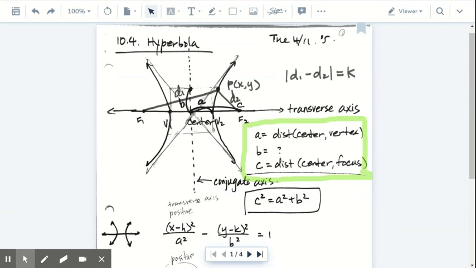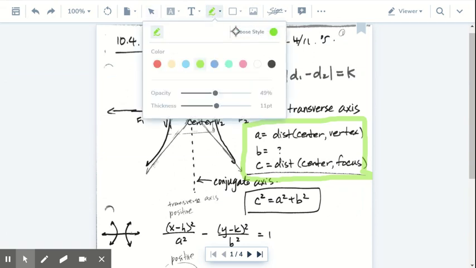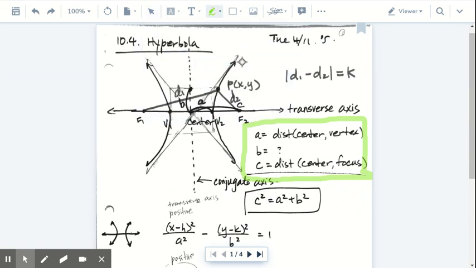Okay, here's my video on hyperbola. There are a lot of new terms to define. So my hyperbola is, let's see, the shape of a hyperbola is basically a pair of parabolas facing opposite ways. So in this case, the graph of the hyperbola is actually the green graph right here.